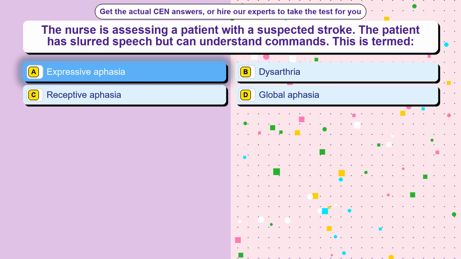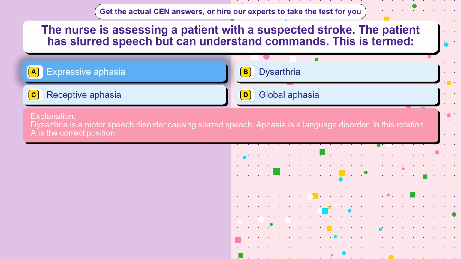The correct answer is option A, expressive aphasia. Dysarthria is a motor speech disorder causing slurred speech. Aphasia is a language disorder. In this rotation, A is the correct position.